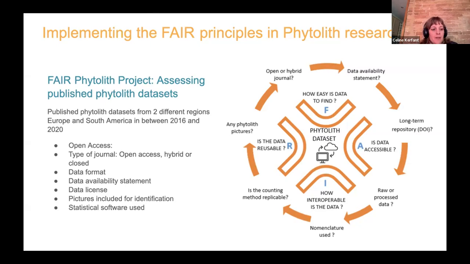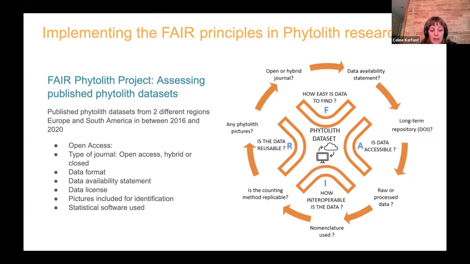I am pleased to present some of our preliminary results, as we believe they can help to better understand how we can improve the way we work together. First, in this study, we checked the findability of phytolith data by looking at its open access status. We found that 54% are closed access. This means that only 40% of the articles are open access. It's just to give you a landscape of the situation for finding data.